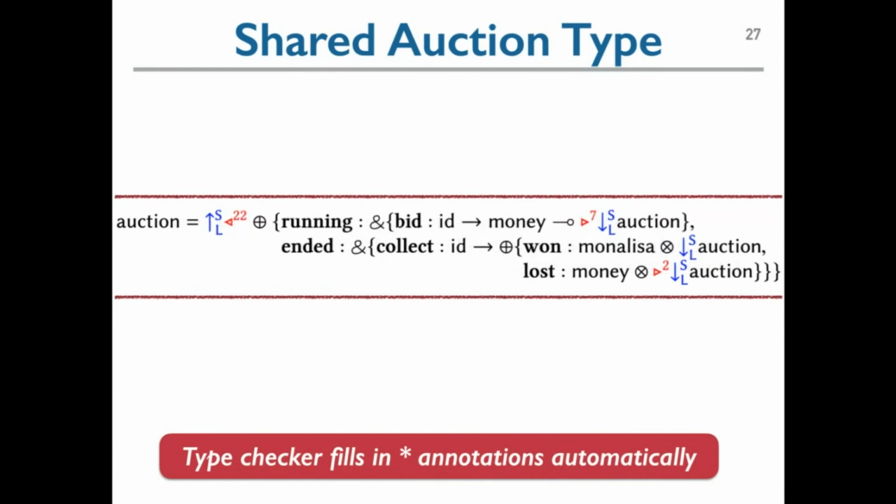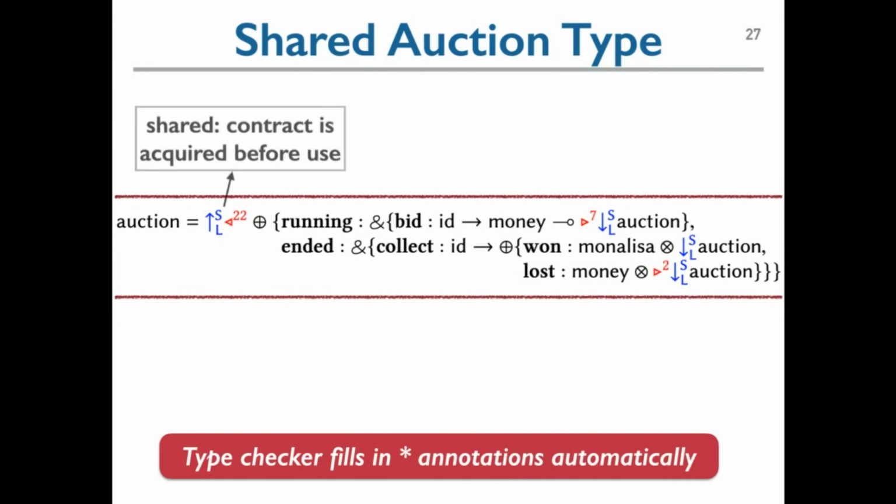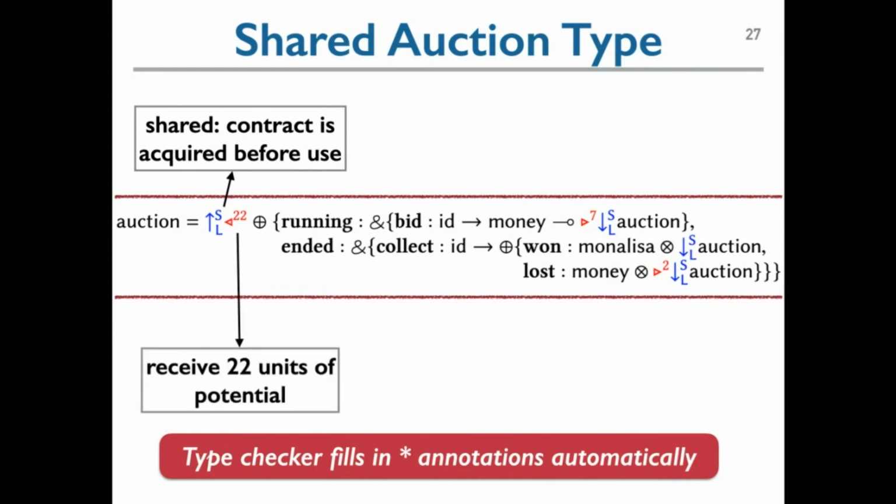And so what does this type exactly mean? Well, the type starts with an upshift. So it means that the auction type is initially shared, so it must be acquired to be used by a bidder. So that's the upshift. And then as soon as you acquire the contract, you have to send 22 units of potential, which is received by the auction. So that will be used internally by the auction to pay for the execution cost of the transaction.